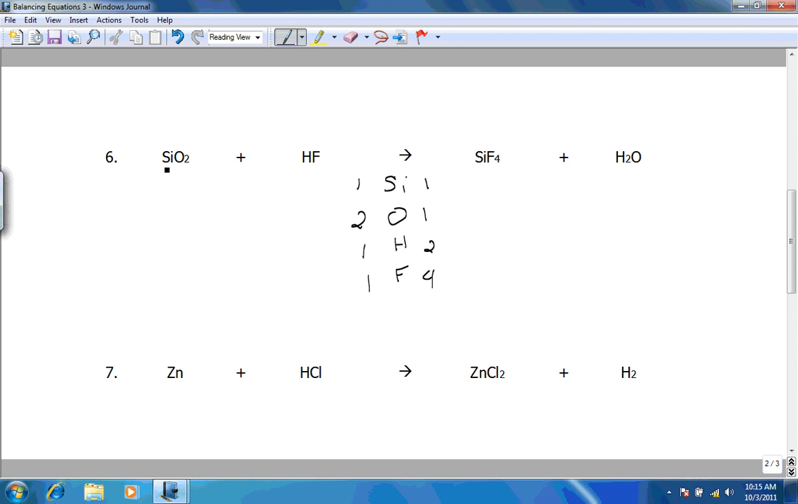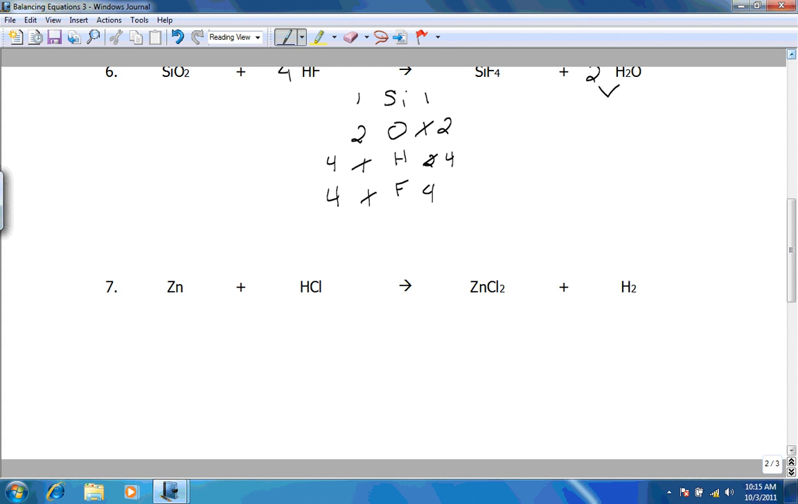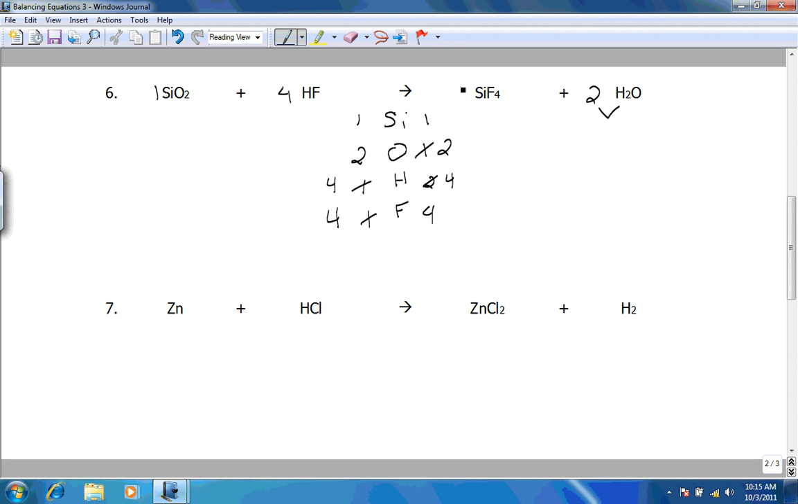Okay, silicons, 1 and 1, those are balanced. Oxygen, we have 2 on the left, 1 on the right. I'm going to multiply water by 2 in order to make this oxygen 2. In the process, that actually made that hydrogen 4 because I multiplied the water by 2, so 2 times 2 is 4. Now on the left-hand side, we have 4 hydrogens, so I'm going to multiply HF by 4. And in the process, that made the fluorines 4. And so that all gets balanced out. So the answer for that one is 1, 4, 1, and 2.